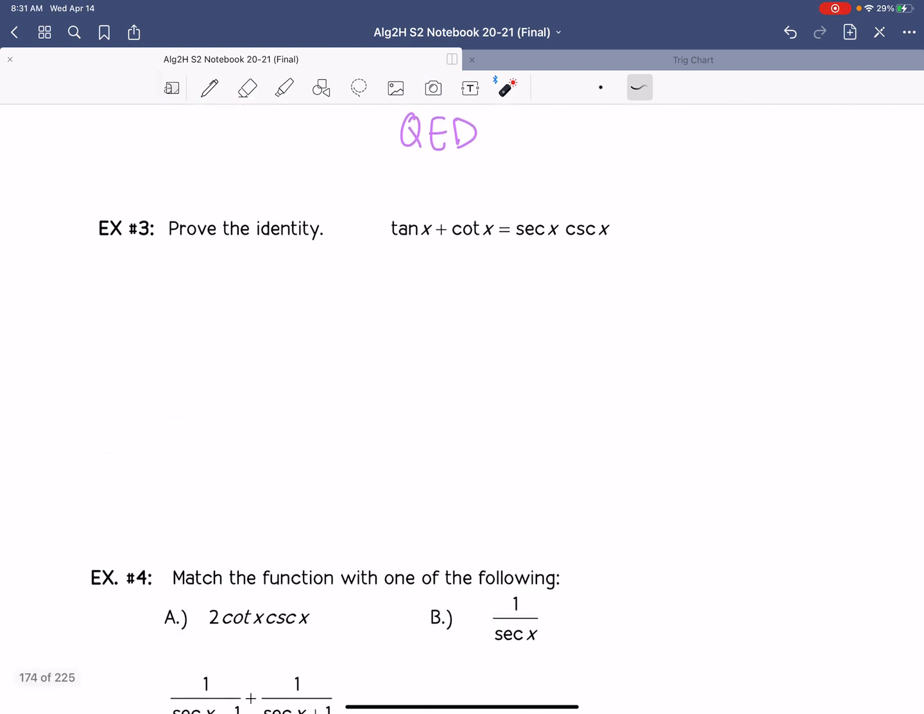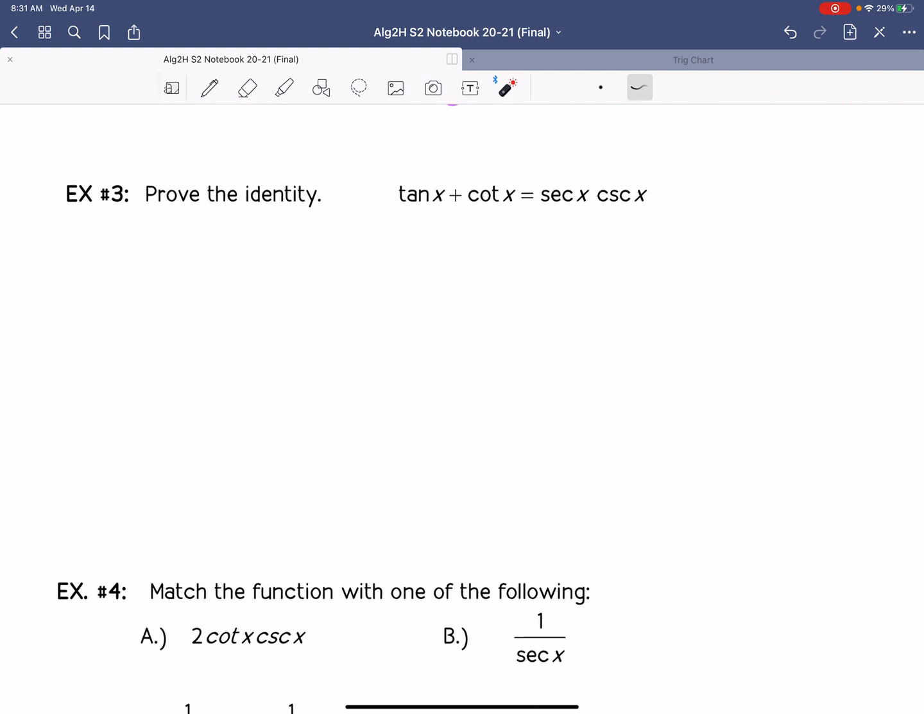Okay, let's look at 3. How to tell which side's more difficult. Whenever you have pluses and minuses, that's going to be a more complicated side. So since this left side has the plus, that is going to be more complicated. Okay, so let's look at our answer. And we're always looking back to our answer to kind of see what we're trying to get. So I need secants and cosecants, which are reciprocals of sines and cosines.